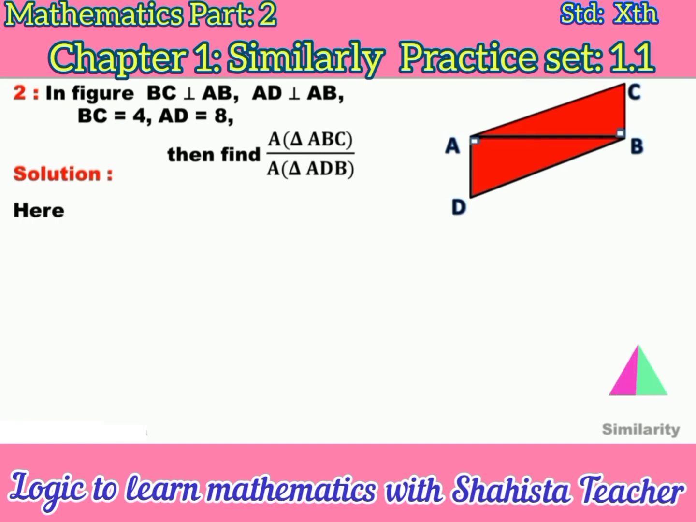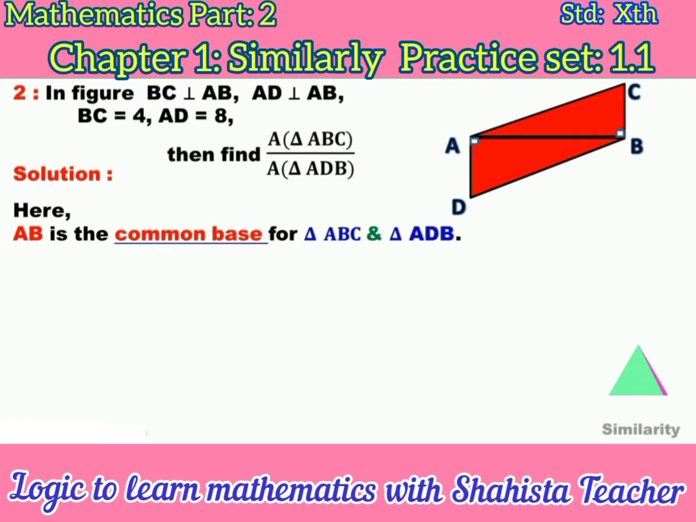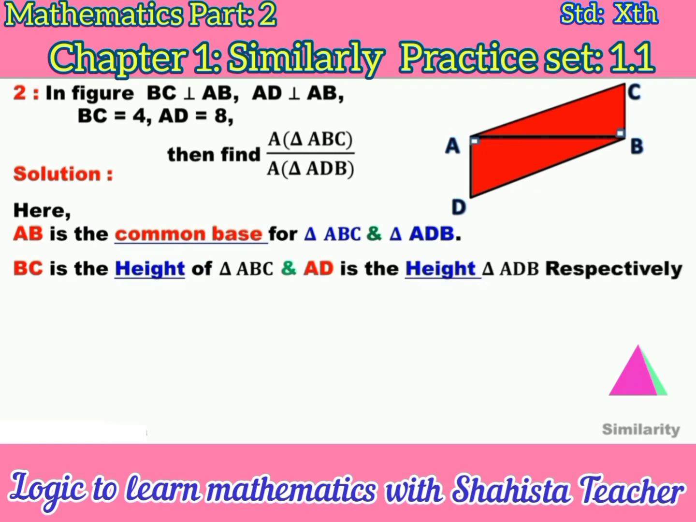Now the solution. Here AB is the common base of triangle ABC and triangle ADB. BC and AD are heights. BC is the height of triangle ABC and AD is the height of triangle ADB respectively, because two triangles are given with common base AB and two different heights, BC and AD. That means BC is height number 1 and AD is height number 2. This we have to remember.